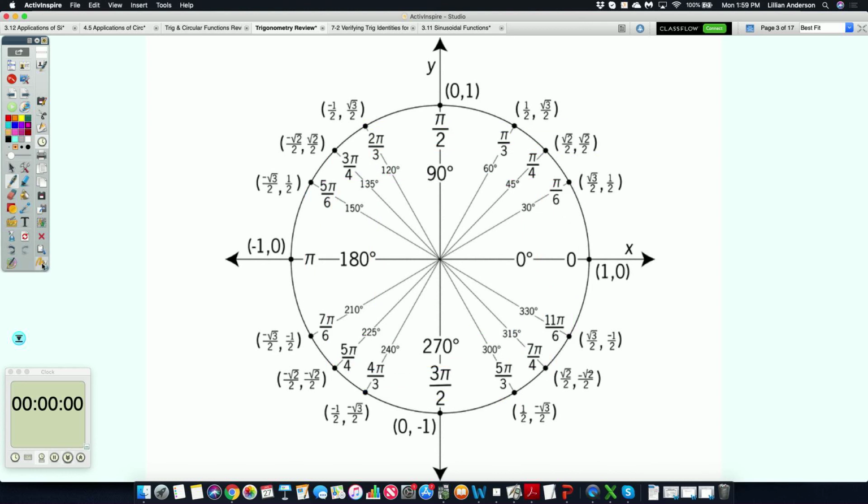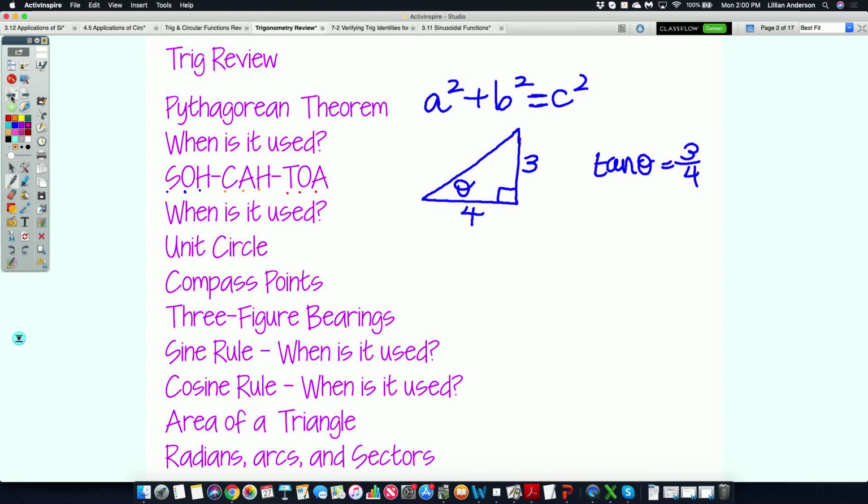Exactly. Please do not forget about your unit circle. That was something you first learned about in trigonometry. Let's see, compass points. What's at the top?